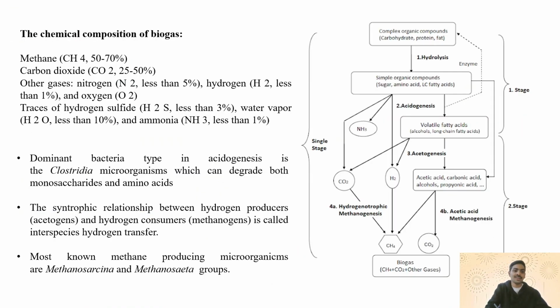Okay. Next, the chemical composition of the biogas. This is also very important from the exam point of view. Please make a note. Methane is around 50 to 70%, carbon dioxide around 25% to 50%, and other constituents less than 5%. Make a note of these things also. And some traces of H2S and ammonia are also found along with these methane gases.